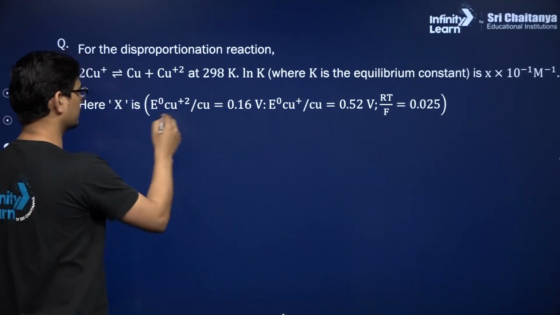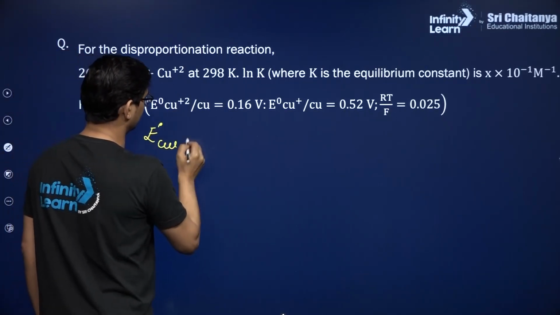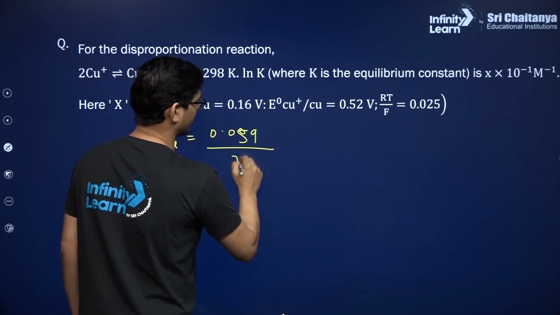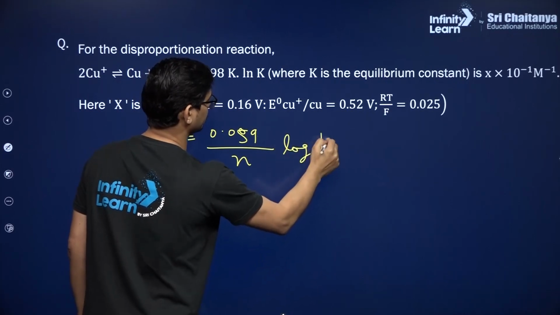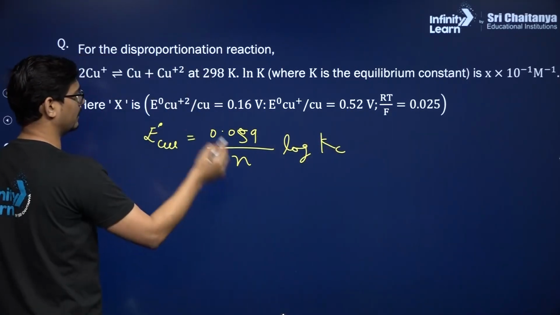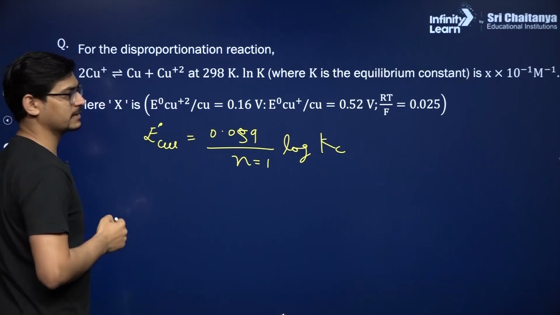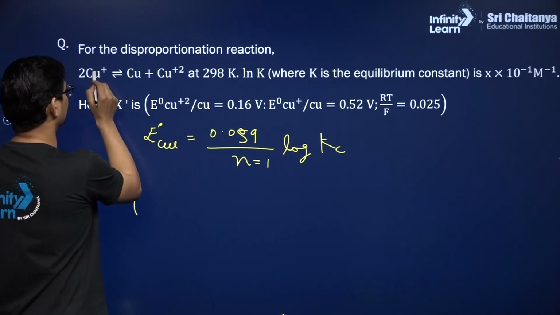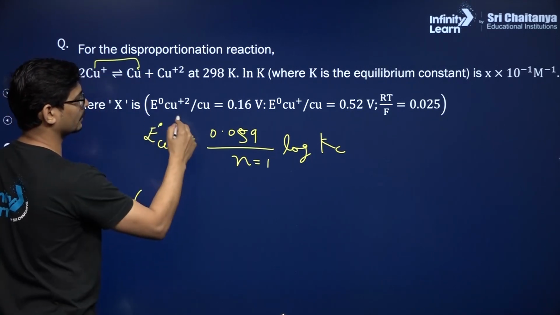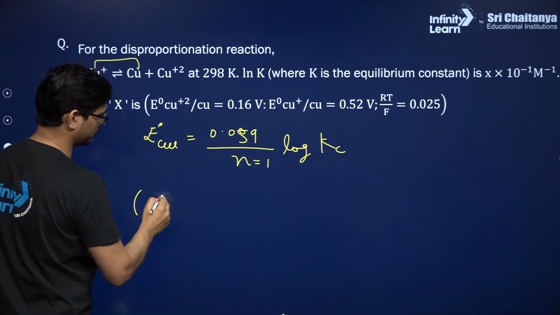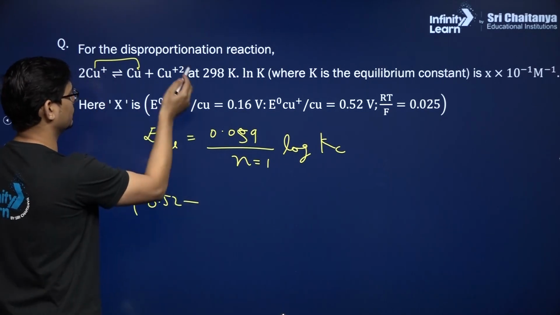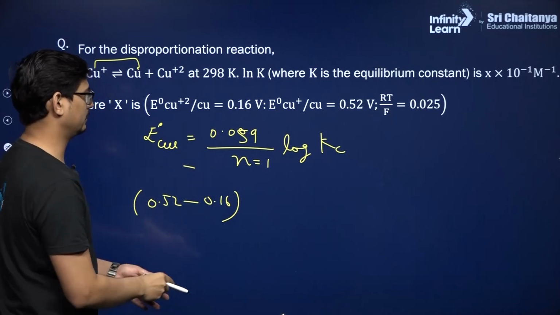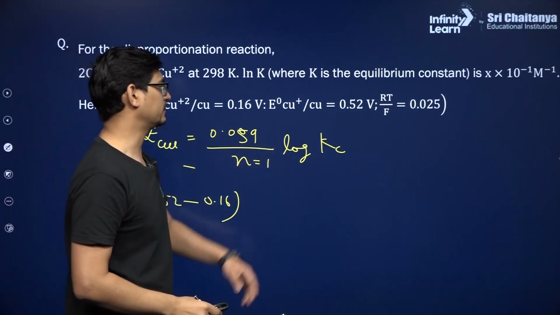In this reaction, we know that E naught cell is equal to 0.059 divided by number of electrons times log Kc, right? Number of electrons will be 1 because 1 electron is being transferred from one copper to another copper. E naught cell is E naught cathode minus anode. So cathode is +1 to 0, right, which is 0.52, and anode is +1 to +2, which is 0.16. So this is your E naught cell and equate it to 0.059 by n log Kc, right.